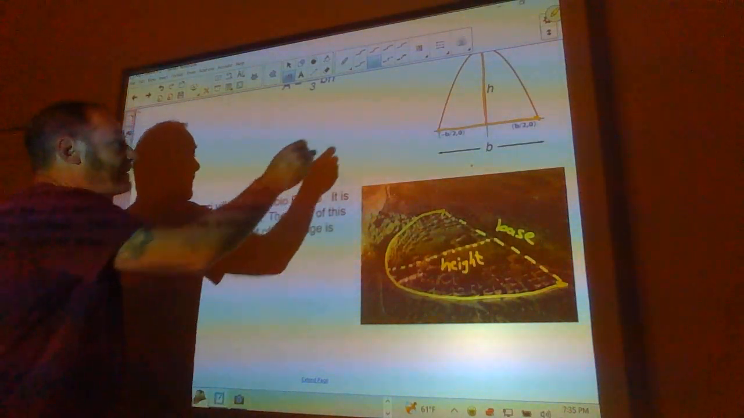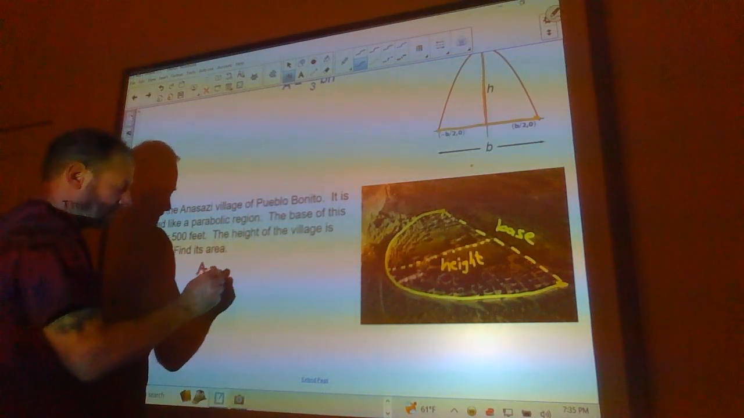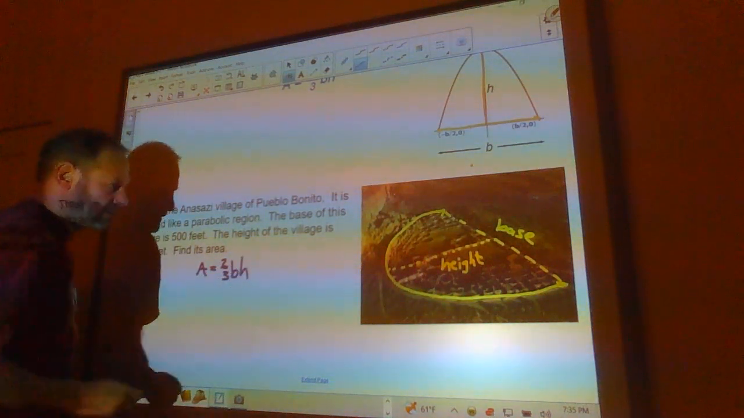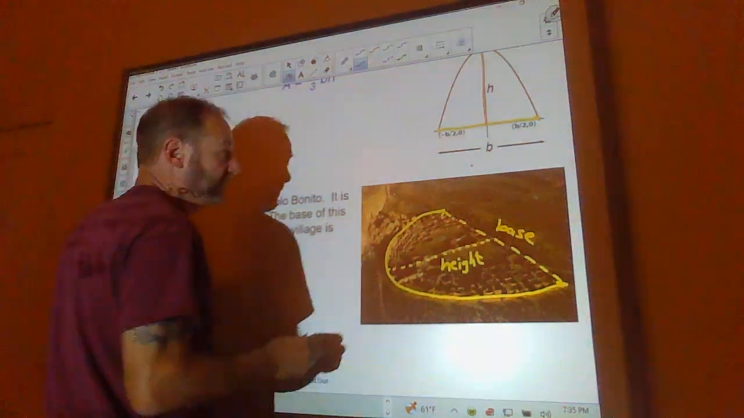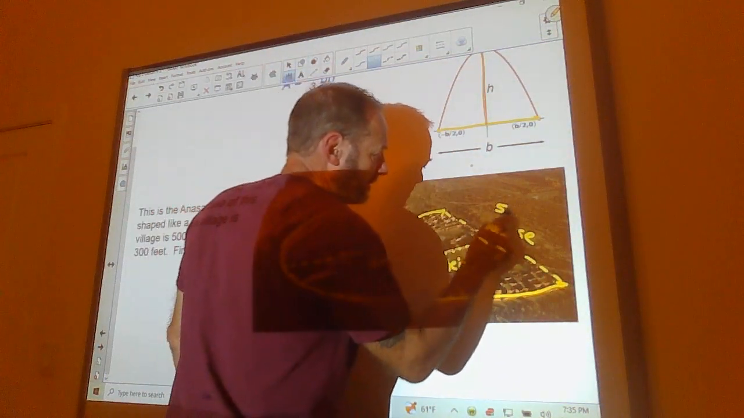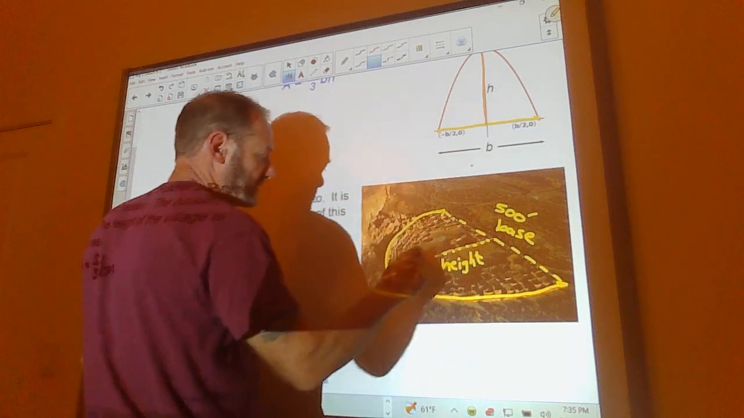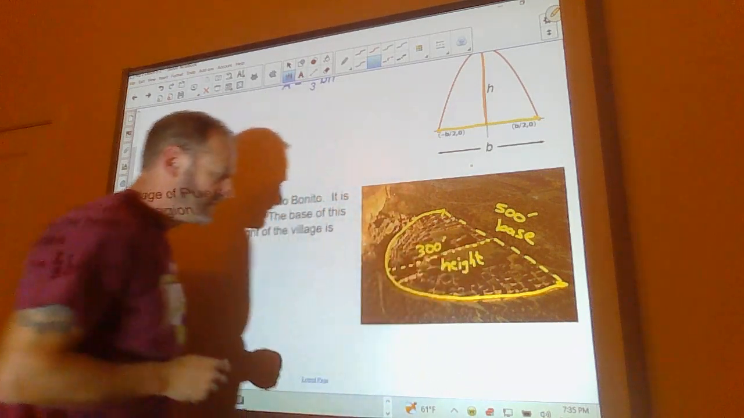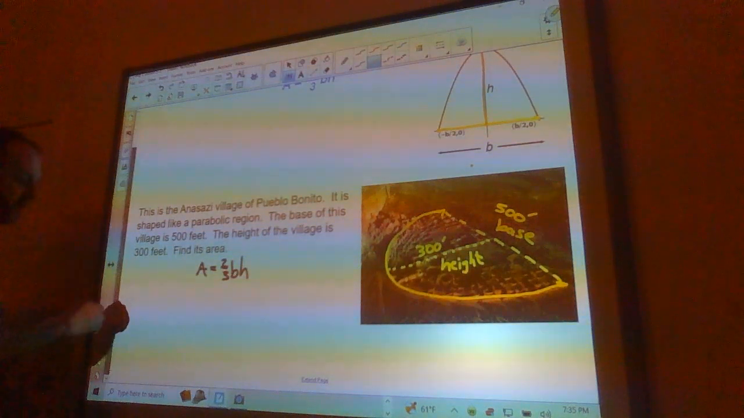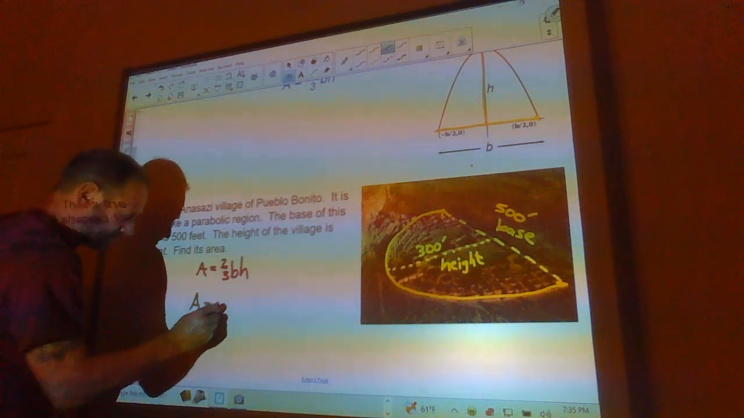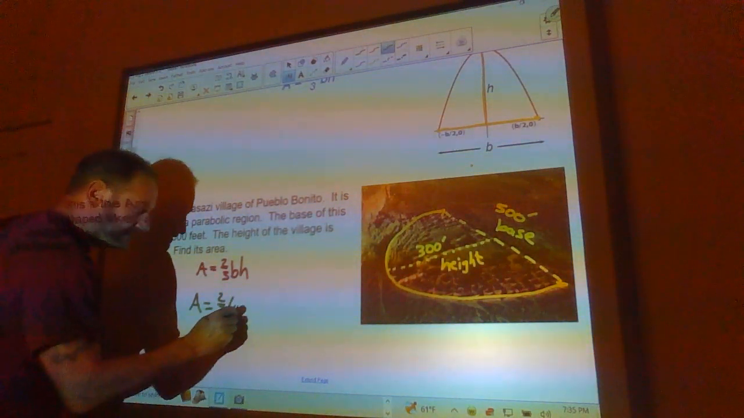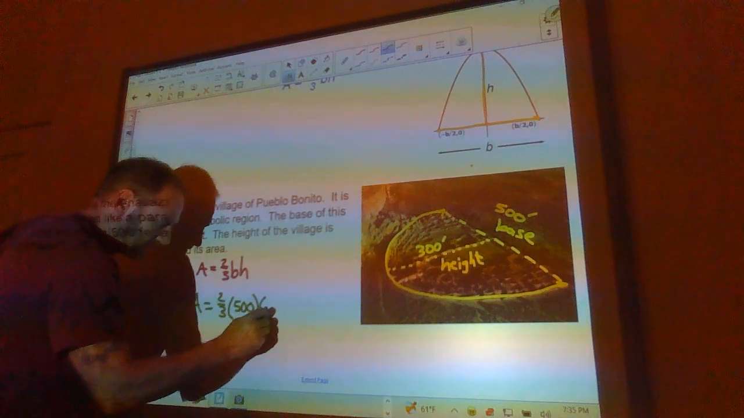Okay, so I'm going to get out my formula. Area is going to be 2/3 the base times the height. Okay, and I forgot to put the base on here. So the base of this is, I believe, 500 feet. And the height of this is 300 feet. Okay, so I'm going to go ahead and plug this into my equation. So the area then is going to be 2/3 of 500 times 300.